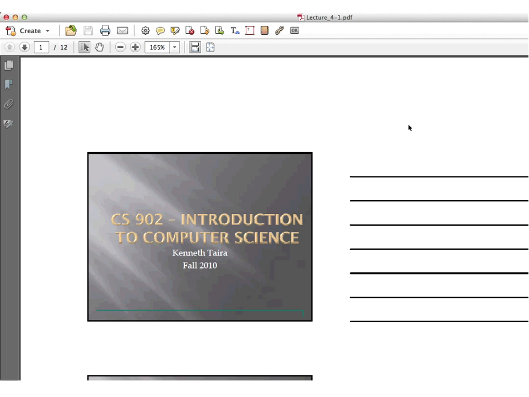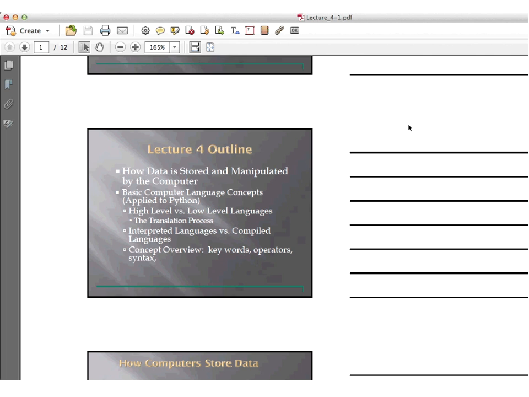Anyways, yeah, this is lecture 4. One of the things we're going to look at is how data are stored or manipulated by a computer. Basic computer language concepts. What are high-level versus low-level languages? Some of this you learned in CS 901. Interpreted languages versus compiled. And what are operators and keywords and things like that.